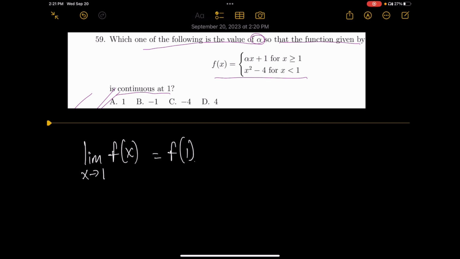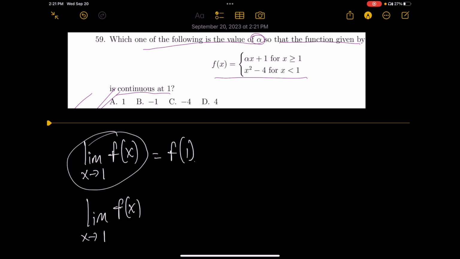Now, for the limit to exist at 1, both the left hand side and the right hand side limit need to exist. Therefore, the limit of f of x as x approaches 1 from the left, okay, from the left, that would be the limit as x approaches 1 from the left of f of x.